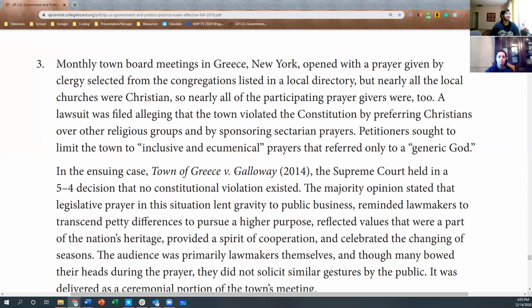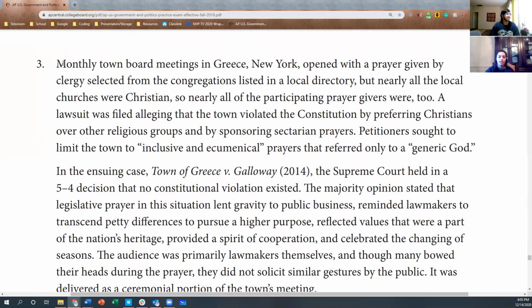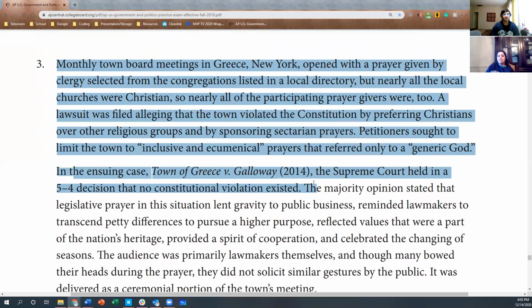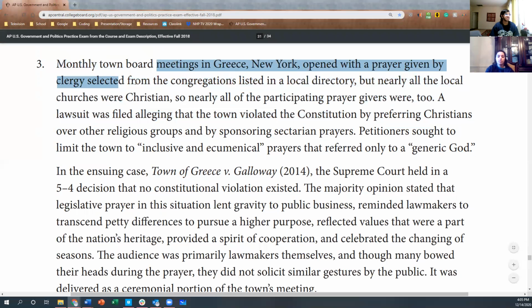Oh, this is the Supreme Court comparison one. Monthly town board meetings in Greece, New York. Will it give us one that we haven't studied? Yeah, it'll give you one that you haven't studied, and you have to compare it with one that you have studied. Opened with a prayer given by clergy selected from the congregations listed in a local directory.